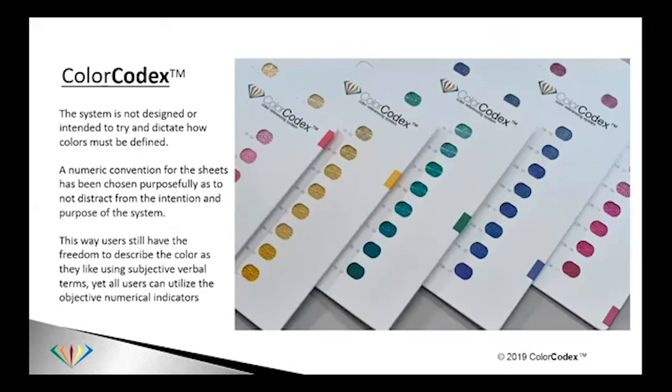So one of the things I also want to describe is that when I was developing this system, I wanted to avoid potential pitfalls of a system. And so I purposefully want people to understand that the system is not designed, nor was it intended, to try and dictate how colors must be defined or described. Rather, I chose a numeric convention for these sheets. And this was chosen purposefully so that we don't distract from the intention of this system. This is a color referencing system. And this way, users still have the freedom to describe colors however they like, using subjective verbal terms.